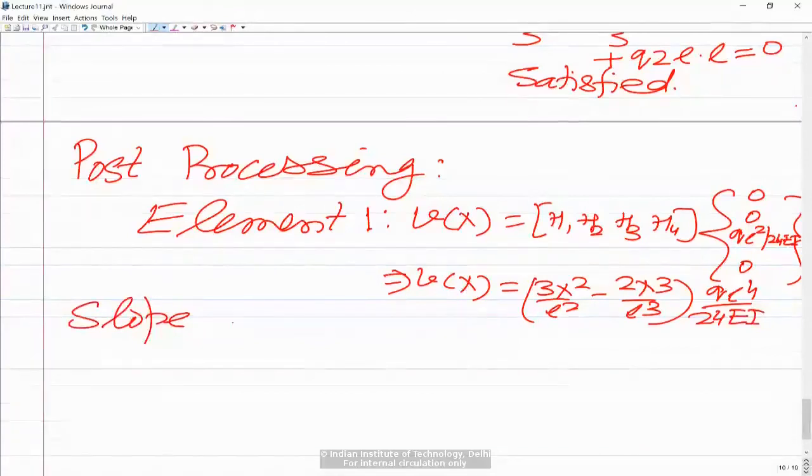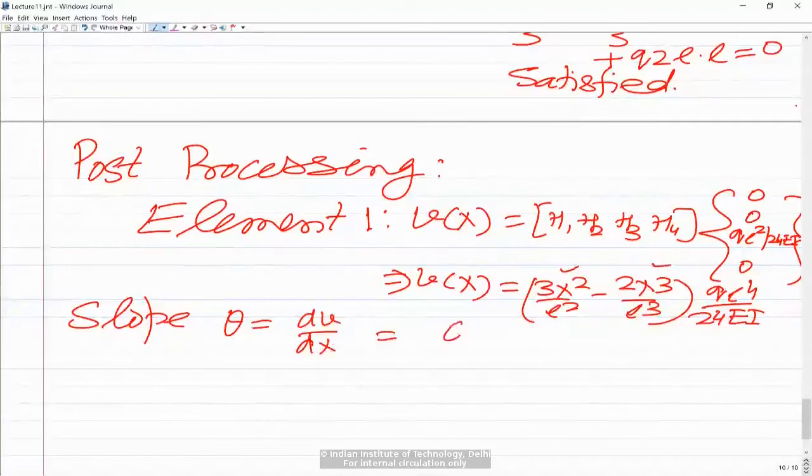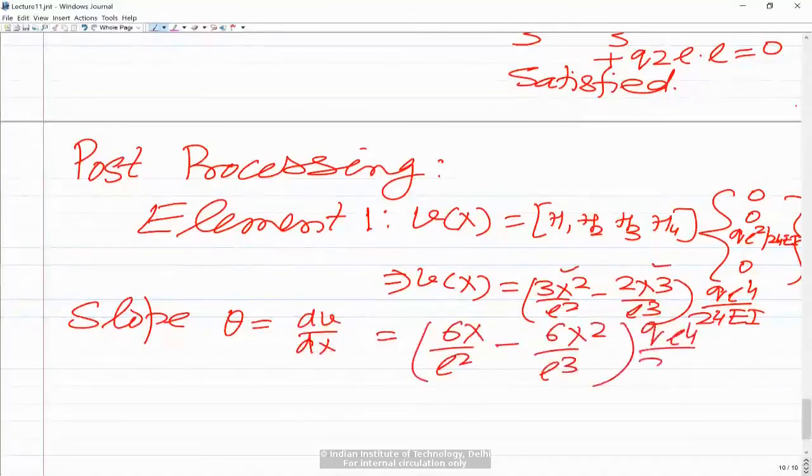If you look at the slope theta, which is basically dv by dx, it is a derivative of these functions. So this will become 6x by l square minus 6x square by l cube, into ql power 4 upon 24 EI. You can use this to find the slope at any point in between the element. Of course, the slope at the left end of the element is 0, and the slope at the right end of this element is 0 because theta 2 is 0, but in between the slope would be non-zero. If you want to calculate that, you can use this equation. Say at the center of the first element you put x equal to l by 2 and get v or theta at the center of the first element.